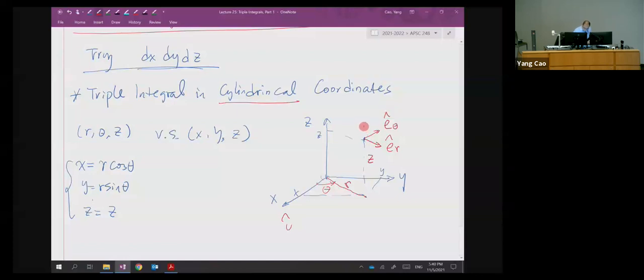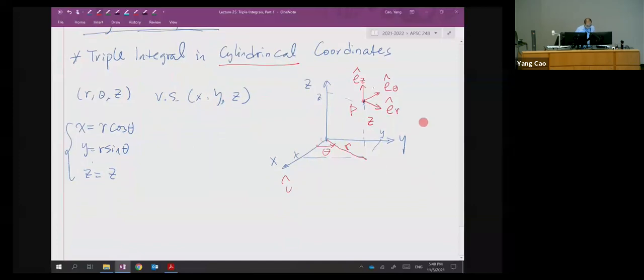And finally, you have a unit vector in the Z direction. So the three together is basically like a T, N, and B frame, right? So tangent, normal, and binormal. So it satisfies the cross product rule, the right hand rule. So this is the so-called cylindrical coordinates associated with that point P. So if point P moves to a different location, then that associated coordinate system is also supposed to move to a different location.